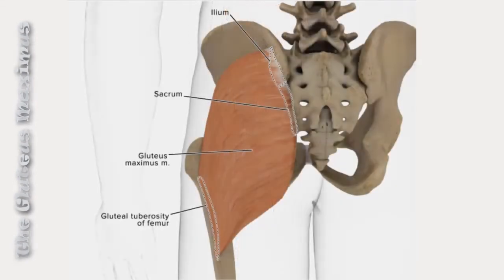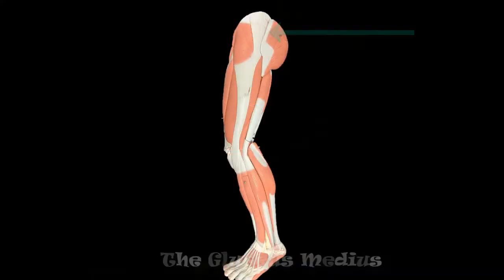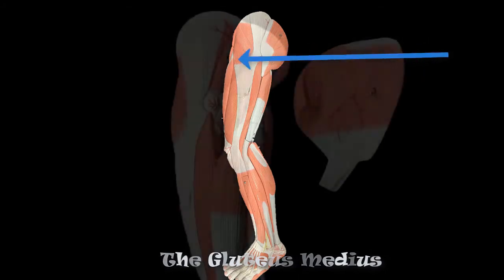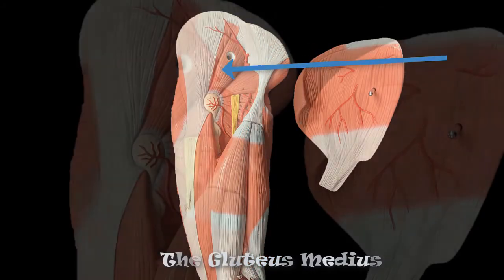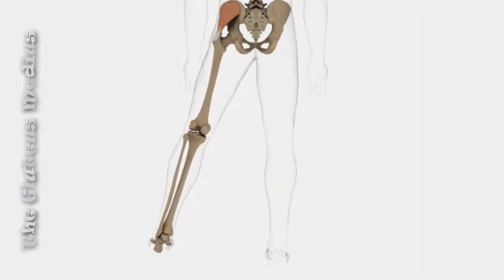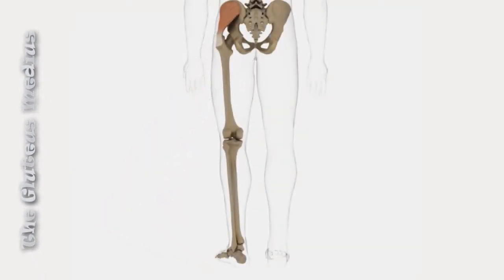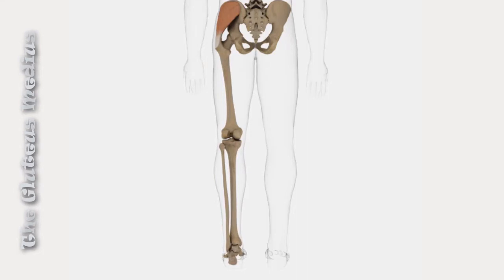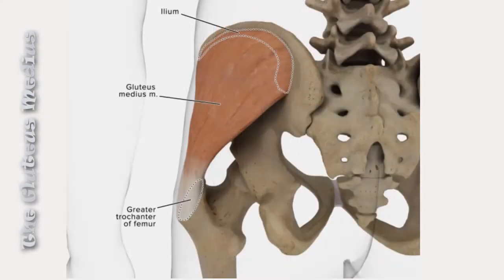Its origin is the iliac crest, the sacrum, and the coccyx. The points of insertion are the linea aspera and the gluteal tuberosity of the femur. The Gluteus Medius. Its action is abduction and medial or internal rotation of the thigh at the hip joint. It originates at the ilium and inserts at the greater trochanter of the femur.